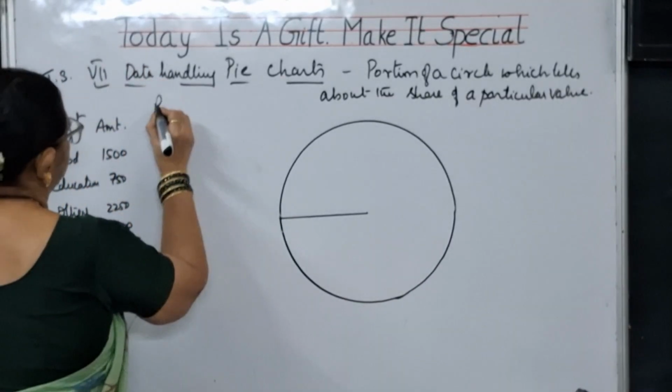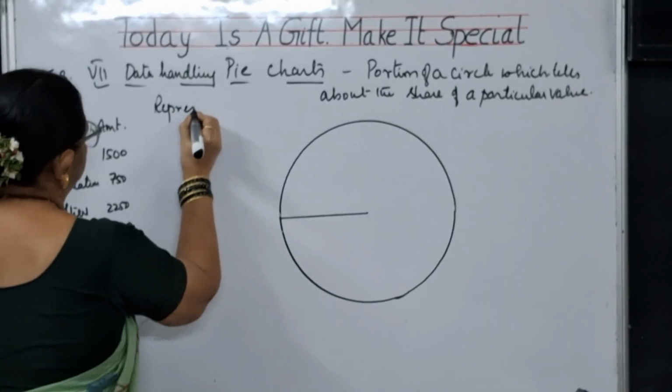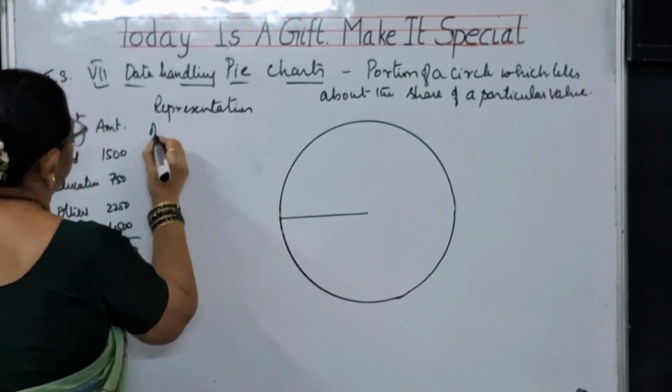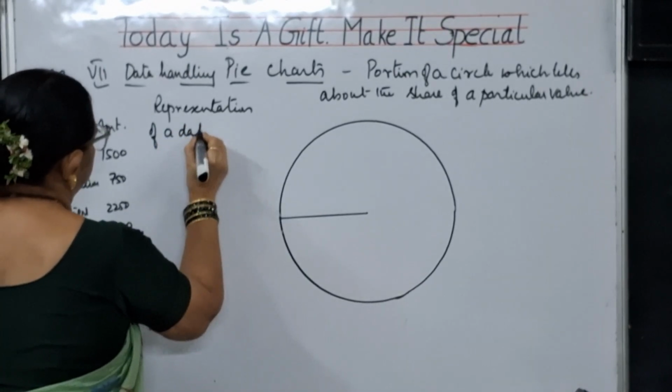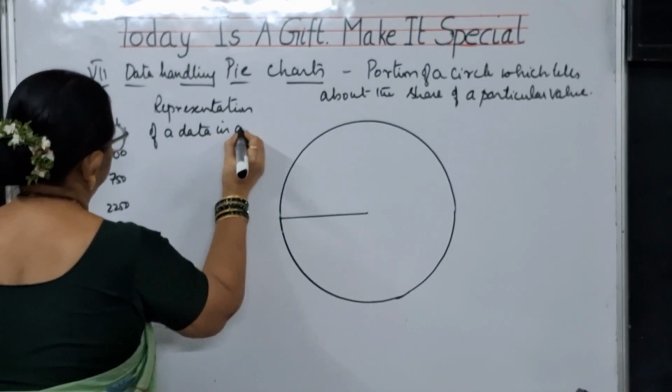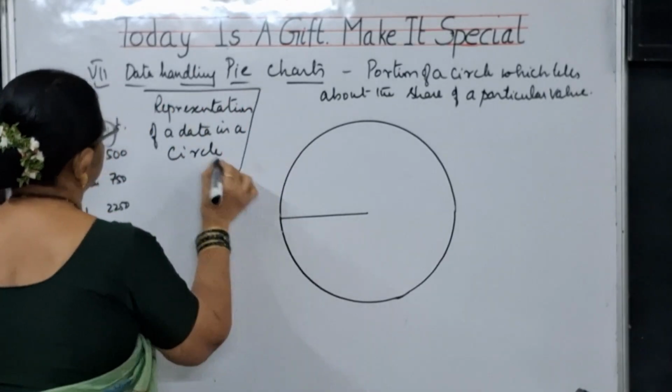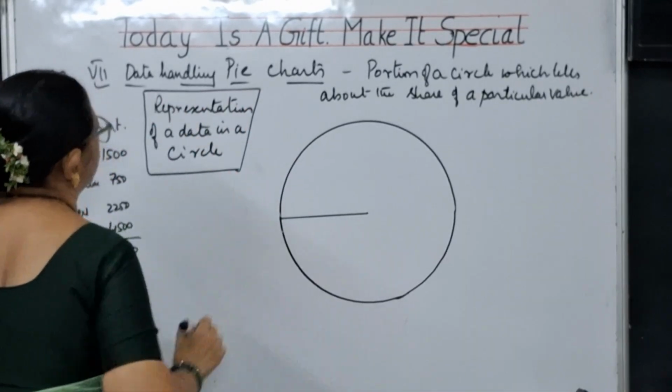It is also called representation of a data in a circle. You can even give this also as a definition to pie chart.